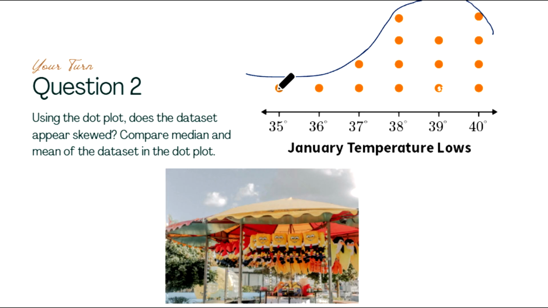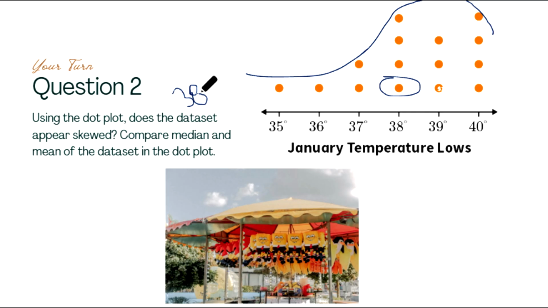Let's find the median. 1, 2, 3, 4, 5, 6, 7, 8, 9, 10, 11, 12, 13, 14, 15. Half of 15 is 7.5. 1, 2, 3, 4, 5, 6, 7. We want right here. We'll take right there. So the median is 38.